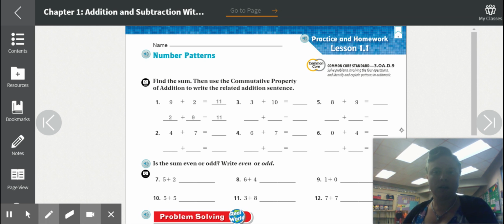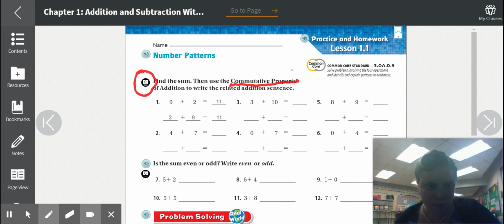let's see, number 1 through 6. And if you look at the directions, it says find the sum. Now, sum means we're adding. Then use the commutative property of addition to write the related addition sentence. Now, when we use the commutative property, we take our numbers and we can flip-flop them around. It means we can add the numbers in any order.